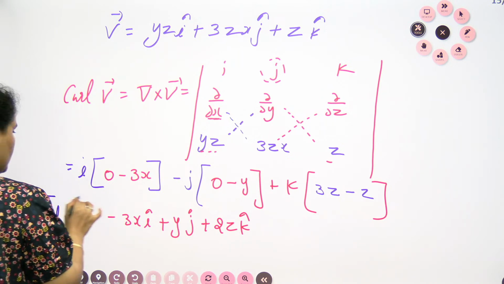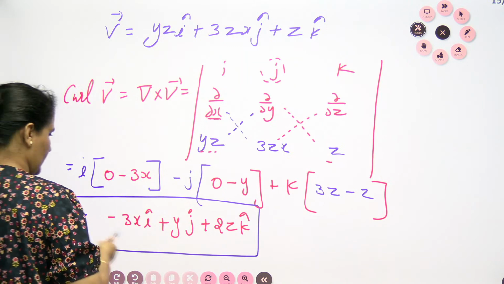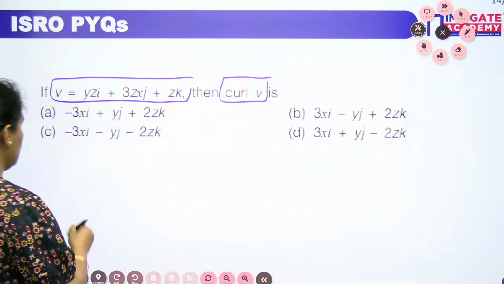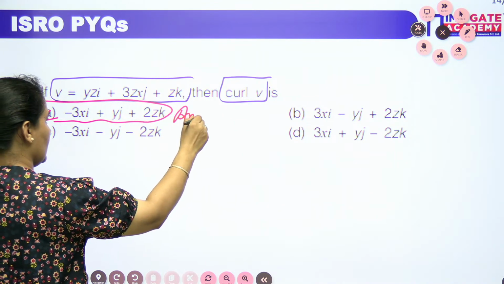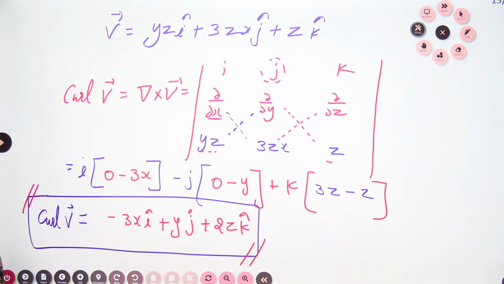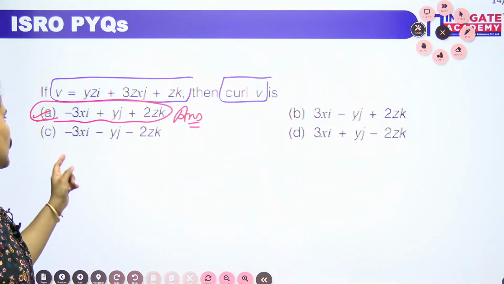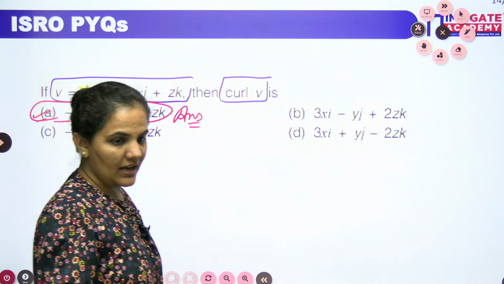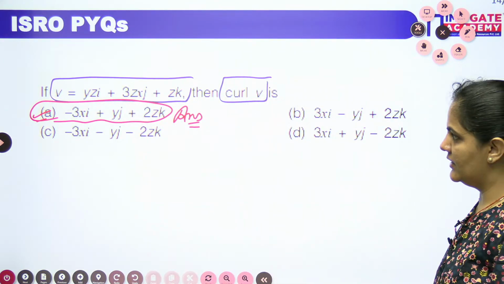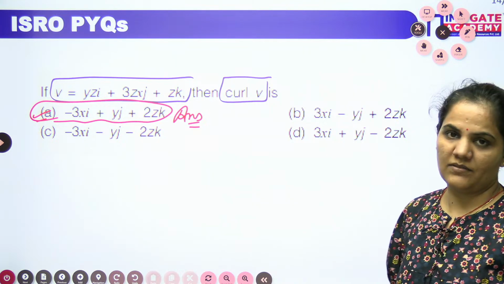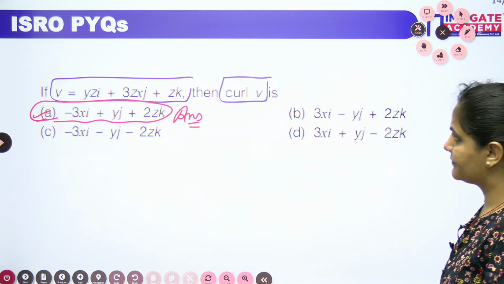the curl of the function v vector. So the curl of the function v vector is option A only: minus 3x i plus y j plus 2z k. This is the simple answer we can approach, very easily.